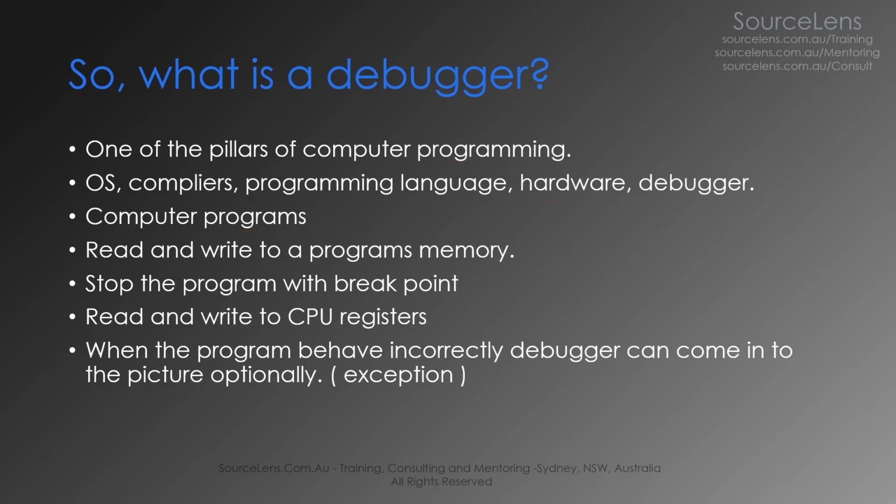One of the things it can do is read and write to a program's memory. So that is a special thing only debuggers can do. It can also stop the program with a breakpoint. We will see what a breakpoint is soon. It can also read and write to CPU registers. That is another thing a debugger can do. It can read and write to CPU registers of other programs, the programs which it is debugging. Normally, we use a debugger when a program behaves incorrectly, to solve a problem connected to that computer program. That is where normally we use debuggers.